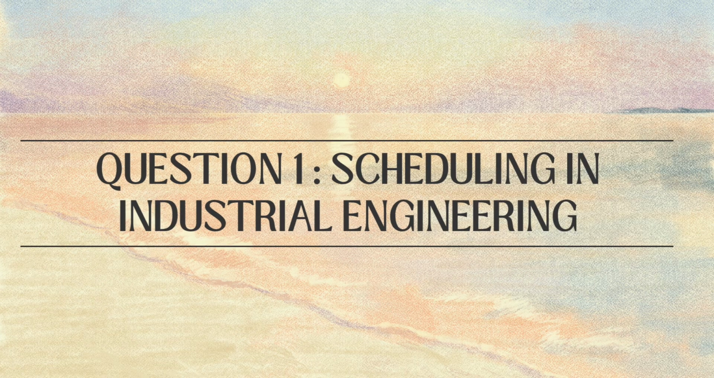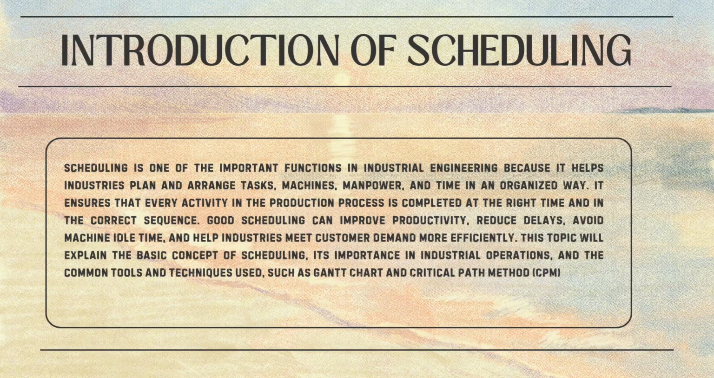For question 1 of this assignment, the topic is scheduling in industrial engineering. Introduction of scheduling. What is scheduling? Scheduling is one of the important functions in industrial engineering because it helps industries plan and arrange tasks, machines, power, and time in an organized way.